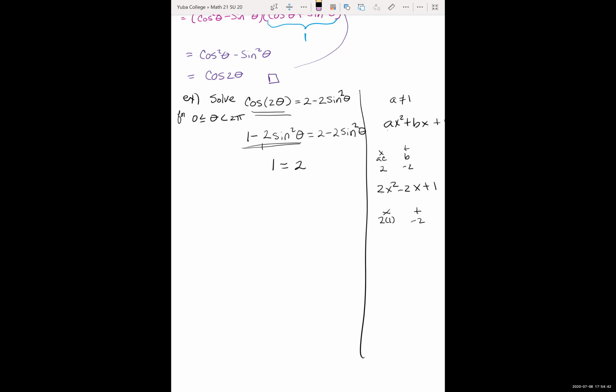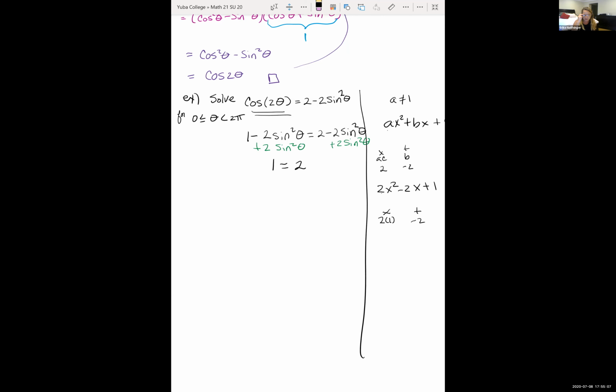Wait, how did you get that? If I was trying to move the sine squared to the other side, and I added 2 sine squared theta here, and I added 2 sine squared theta here, the sine squared thetas cancel. And so we're only left with 1 equals 2.